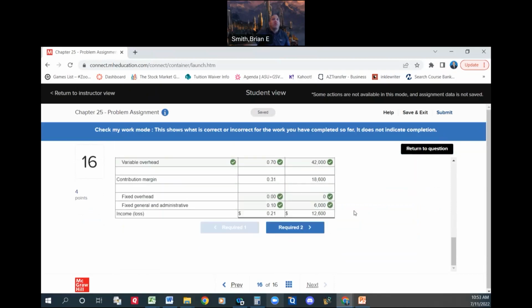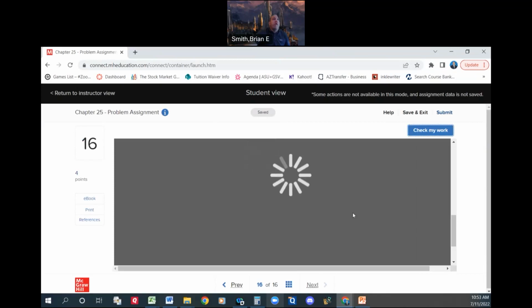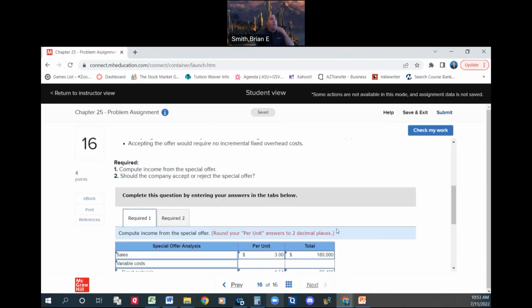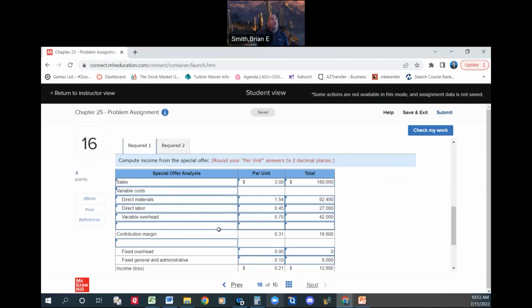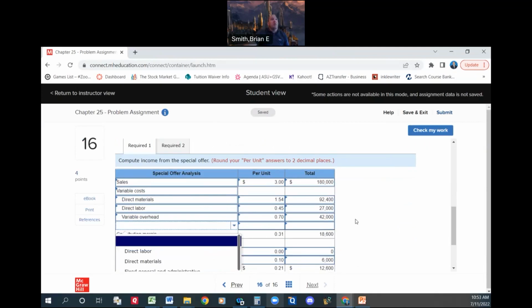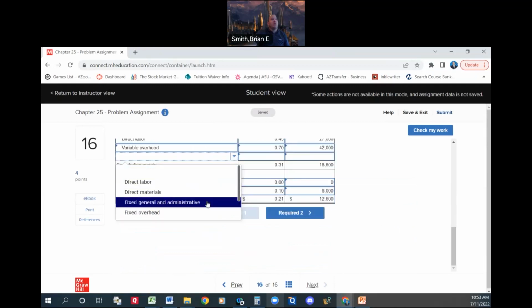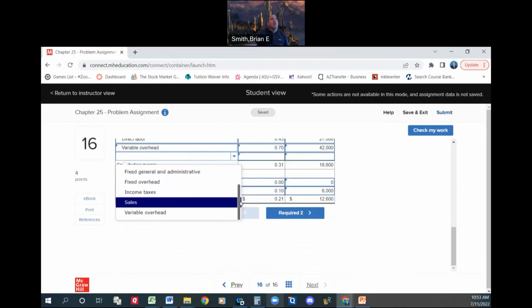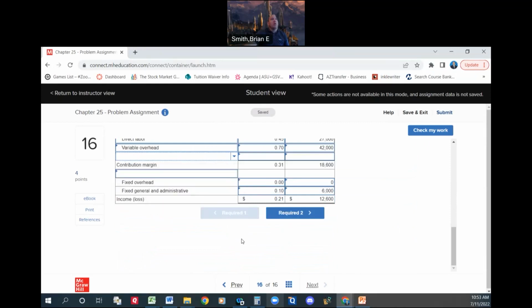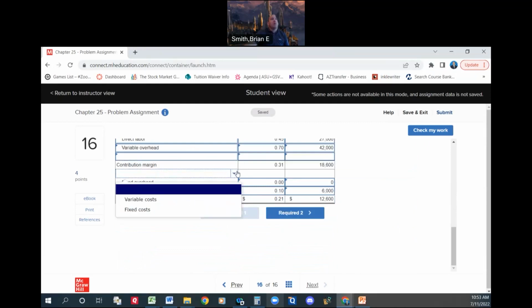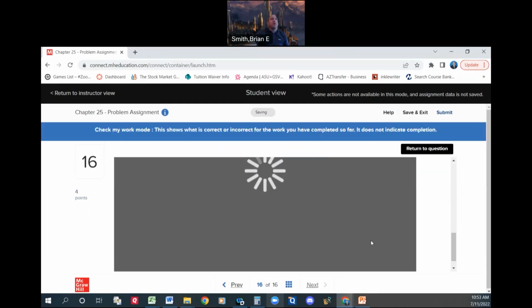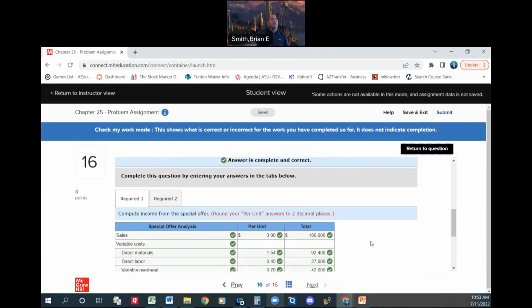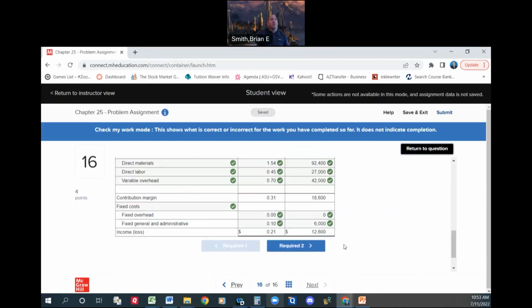Where am I missing? It says it's not complete. Hmm. Sales. Oh, see, look at this. What do I need to put here? Maybe no. There's nothing there. Fixed. Income tax savings, variable overhead. There's nothing there I want. Oh, it's because it wants me to put this here. Sometimes that's what you got to look for. What is it that you're missing? Get it complete. They ding you for that.